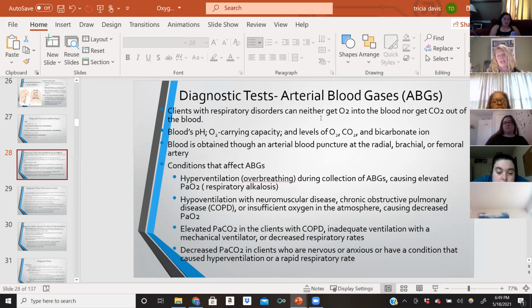We can have hypoventilation with certain neuromuscular diseases. We'll see this with chronic obstructive pulmonary disease, COPD. If there's insufficient oxygen in the atmosphere, it's going to cause a decreased PaO2. Elevated PaCO2 in clients with COPD, patients that don't have adequate ventilation if they're on a mechanical ventilator, or patients that have decreased respiratory rates. And then we're going to have decreased PaCO2 in clients who are nervous or anxious or have a condition that causes hyperventilation or a very rapid respiratory rate.